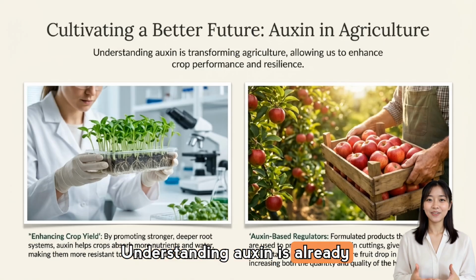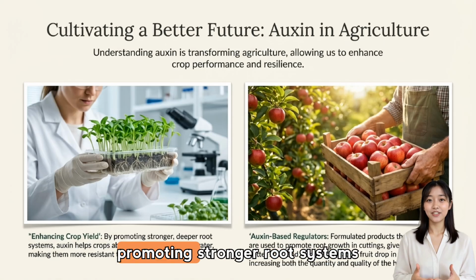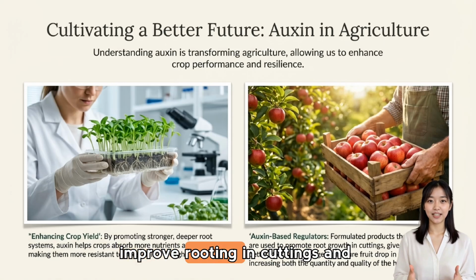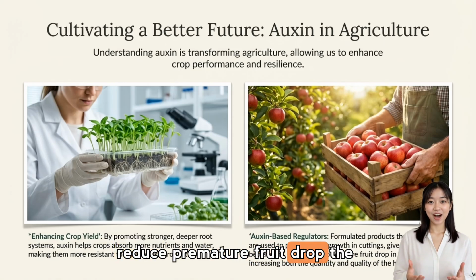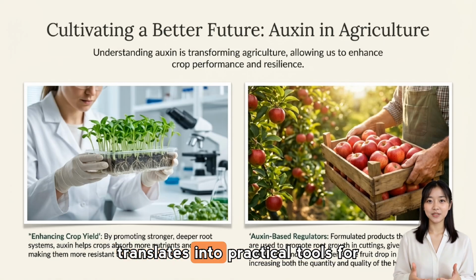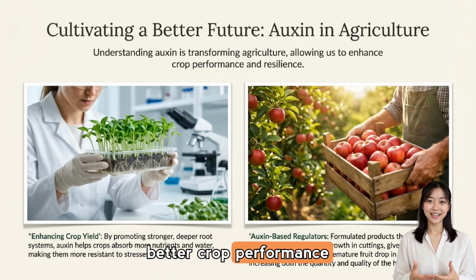Understanding auxin is already transforming agriculture by promoting stronger root systems that absorb more water and nutrients, and by enabling auxin-based products that improve rooting in cuttings and reduce premature fruit drop. The lab and orchard images show how fundamental research translates into practical tools for better crop performance.